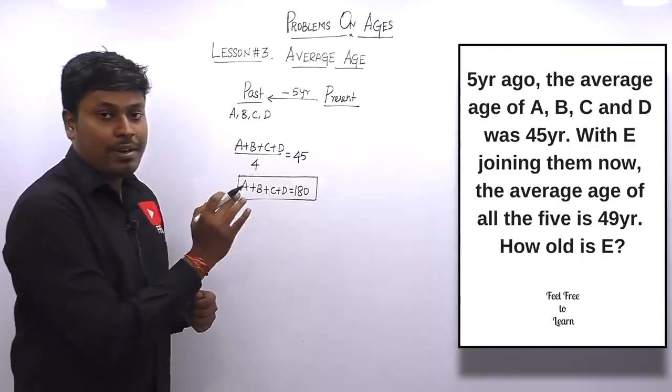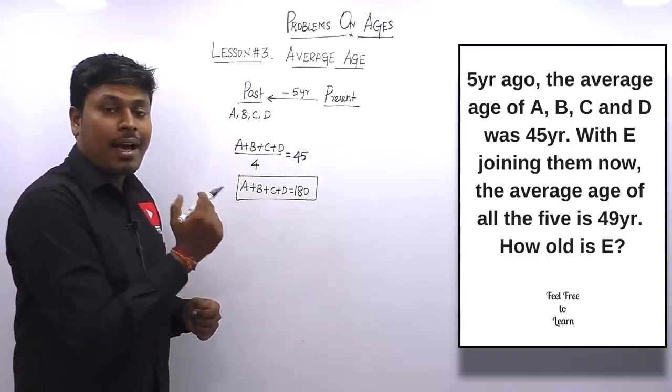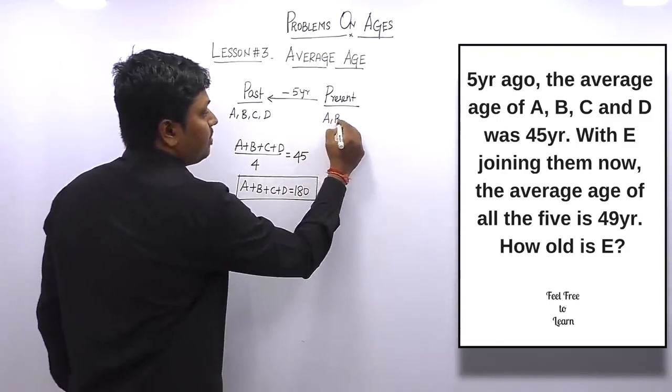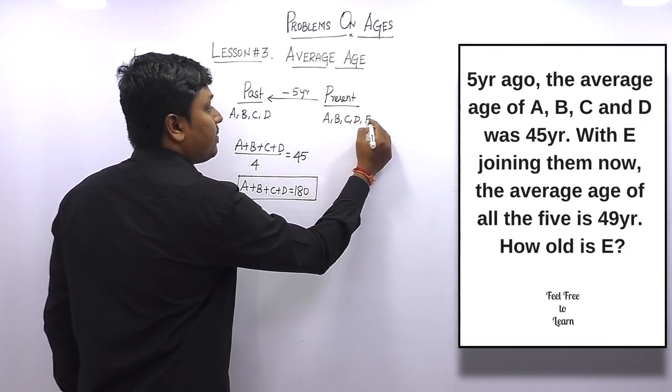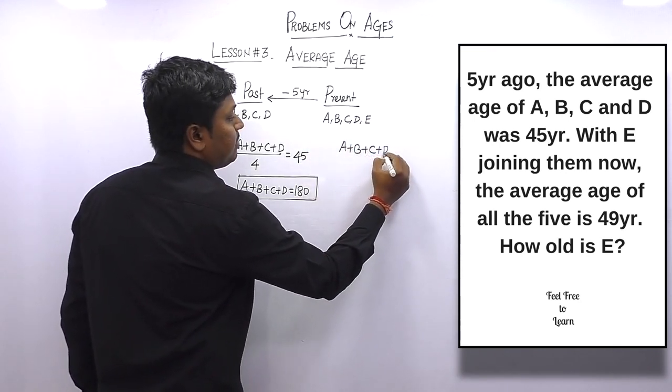And in the second point, now they are talking about the present. With E joining them now, the average age becomes 49. So if E is joining, then A, B, C, D, E. There are 5 persons, so we can say A plus B plus C plus D plus E.